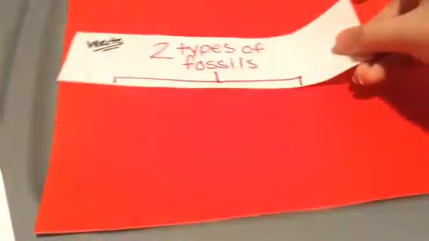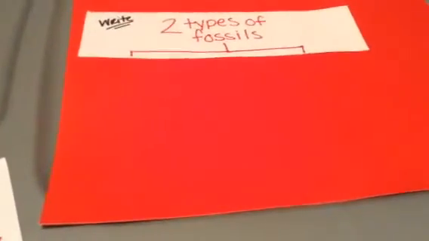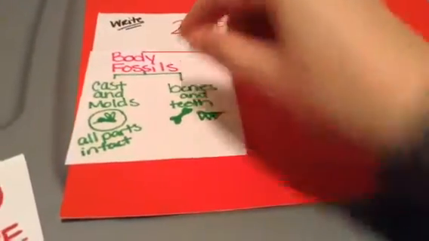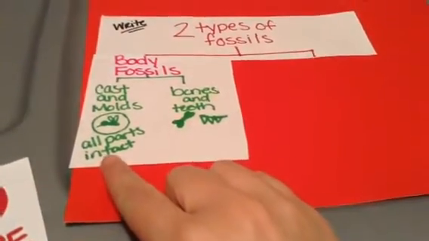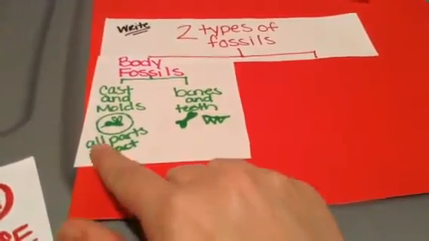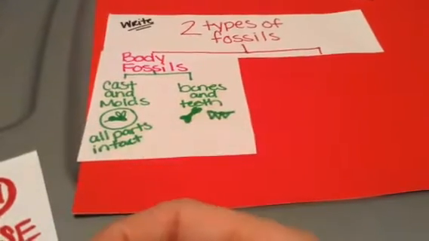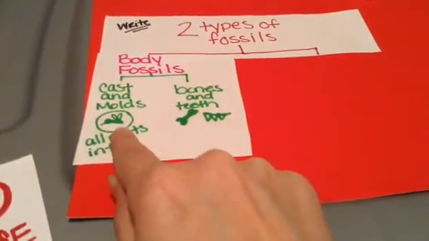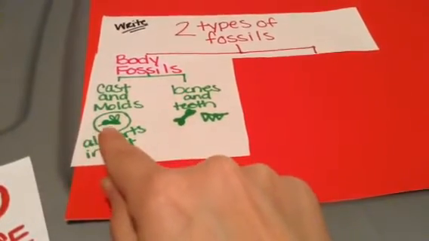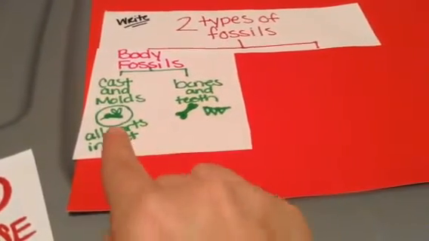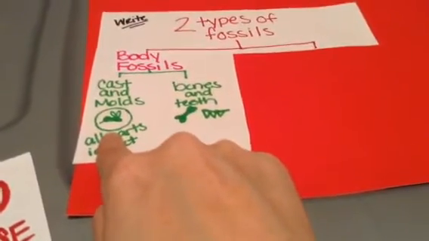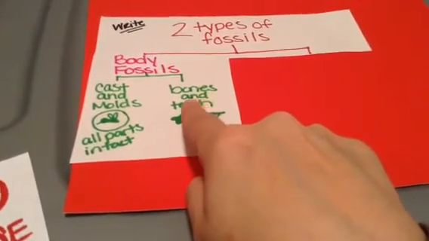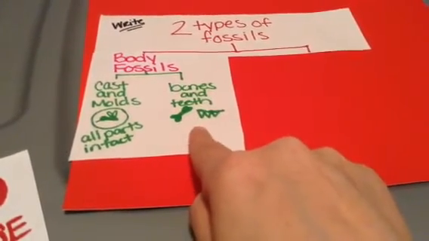So, there are two types of fossils. First, you have body fossils. Body fossils can be taken as cast or molds, so that means most of the parts or all of the parts are intact of the animal. So if a mosquito gets caught in some sap and the entire mosquito is still in there and it's enclosed, kind of like in Jurassic Park, that would be considered a cast or a mold. The other type of body fossils are if you find bones or teeth of an animal.